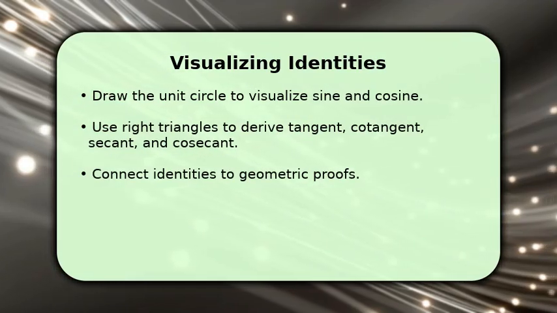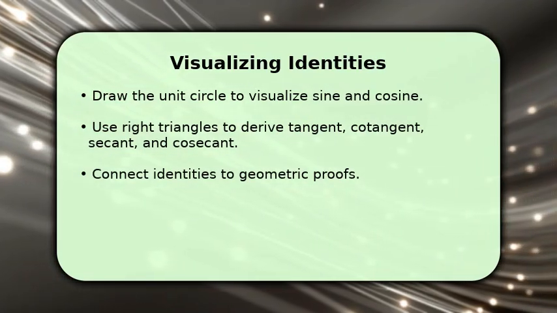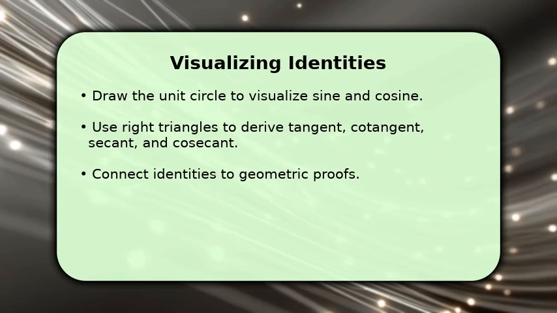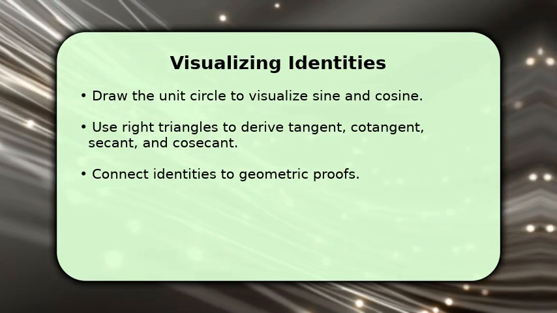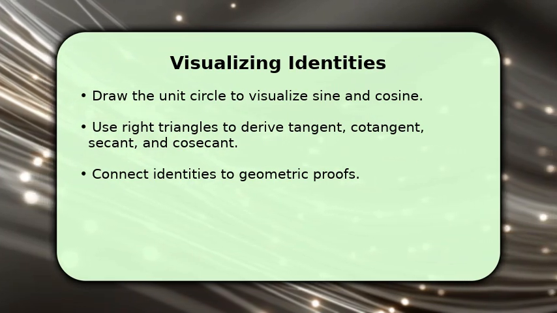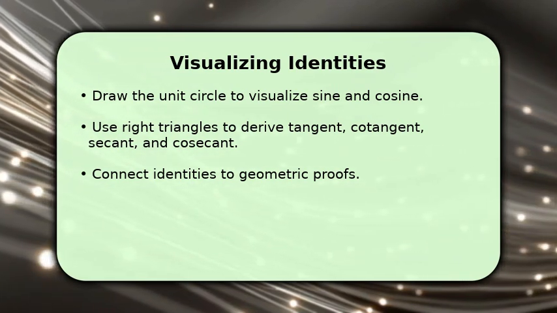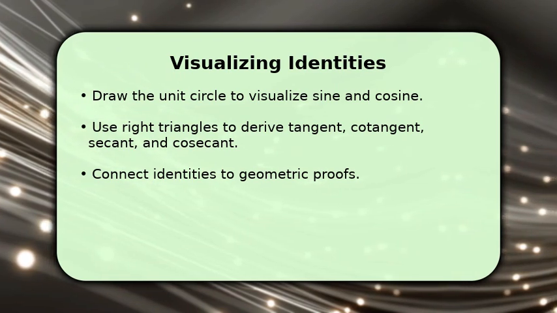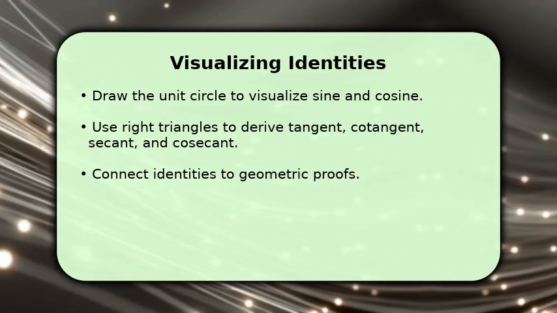Visualizing identities can significantly enhance your learning. Regularly draw the unit circle to see how sine and cosine values relate to angles. Use right triangles to derive the definitions of tangent, cotangent, secant, and cosecant, understanding their ratios.